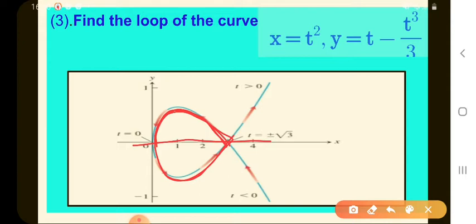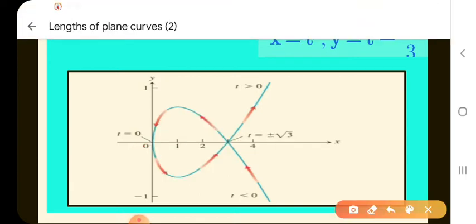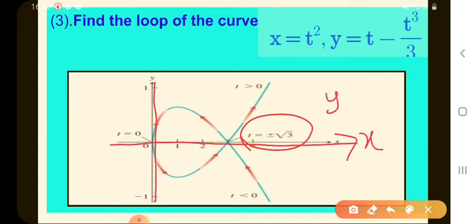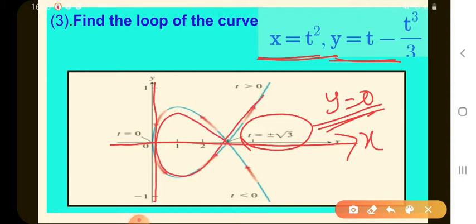Okay, see here. First, how can we find the value of t? Where the loop is located on the x-axis, that means y equals 0. Here we have x equals t square and y equals t minus t cube by 3, and the loop lies on the x-axis.